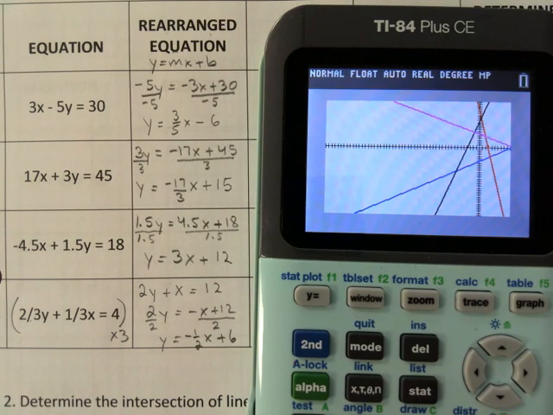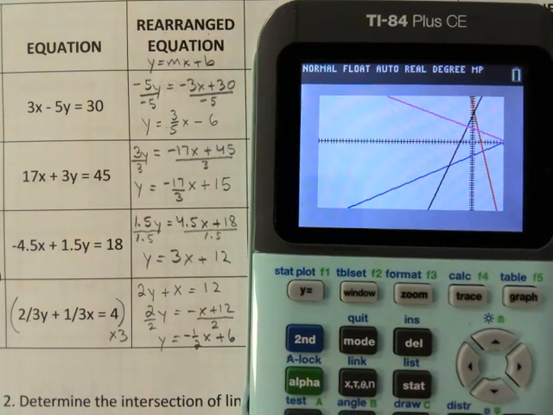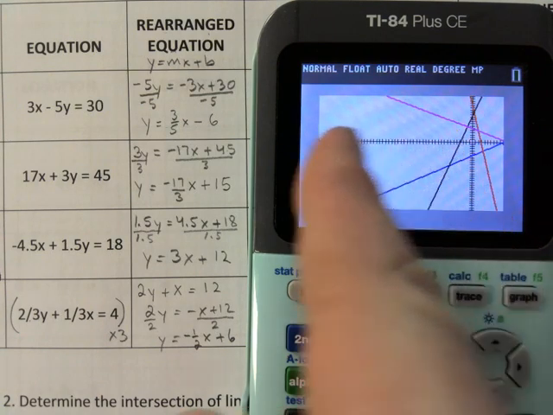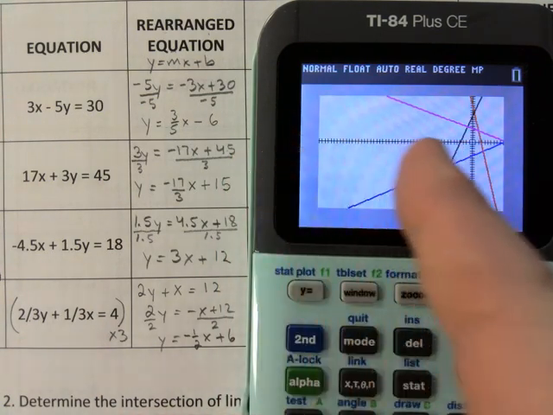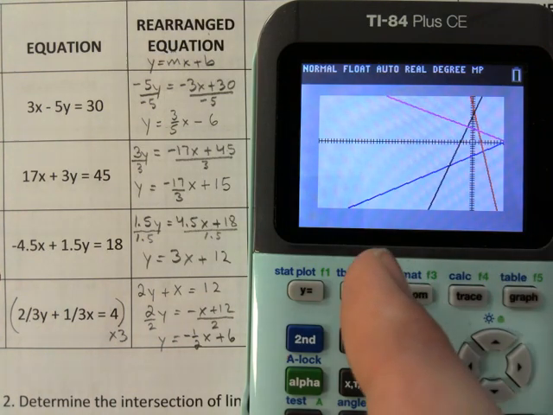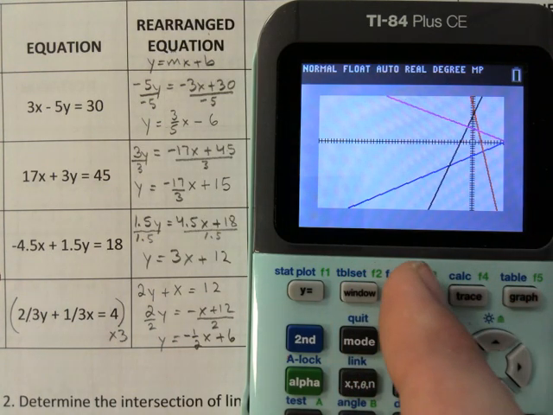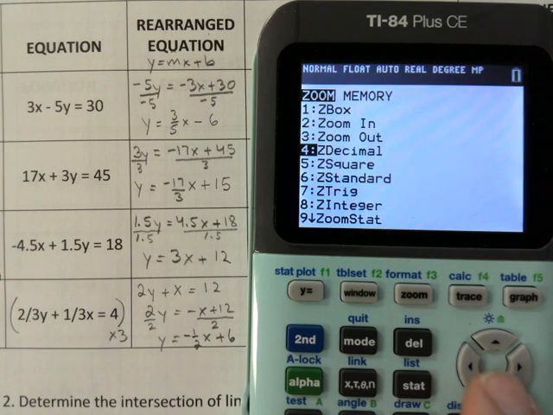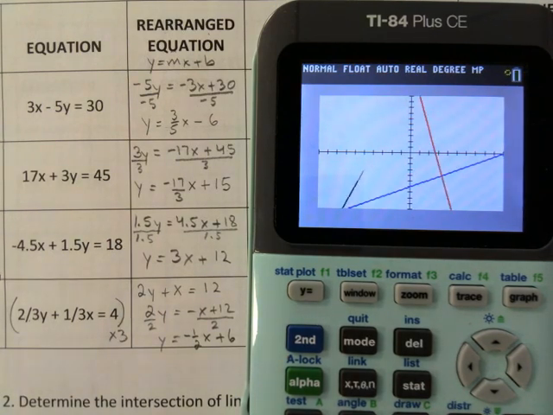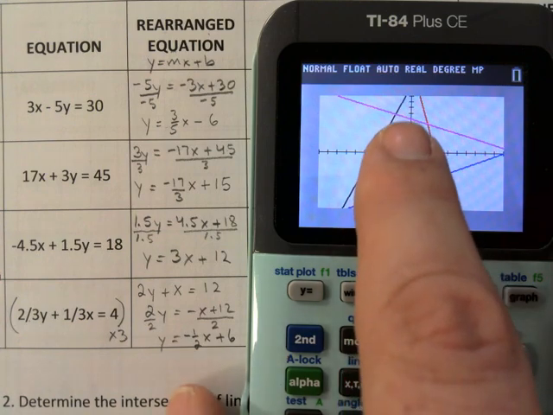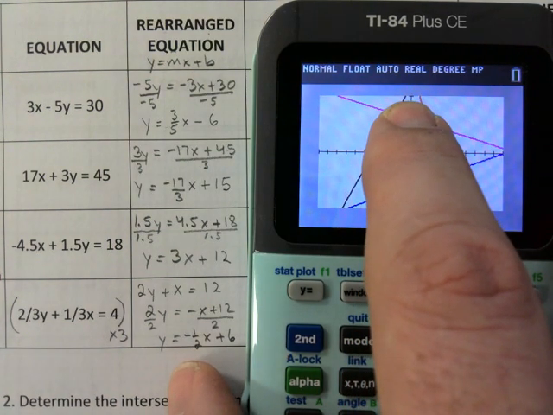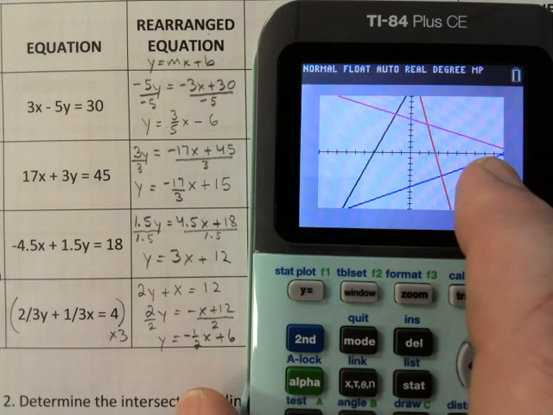1, 2, 3, 4. That's not bad. Do I need all of this x in the negatives here? Do I need all of that space? I don't think so. So I'm going to go zoom standard, just so we all see the same thing. I'm pretty sure it's going to work out for us. 1, 2, 3, 4. There's a bit of a problem, correct? My y max is a little cut off here. I need to see a bit more. And my x max, easy fix.